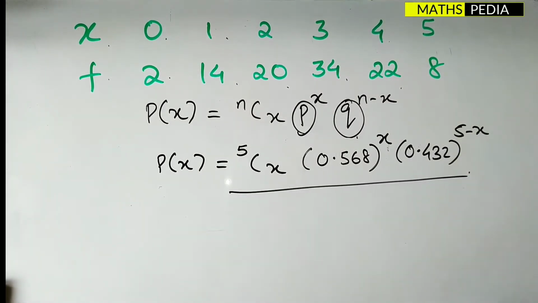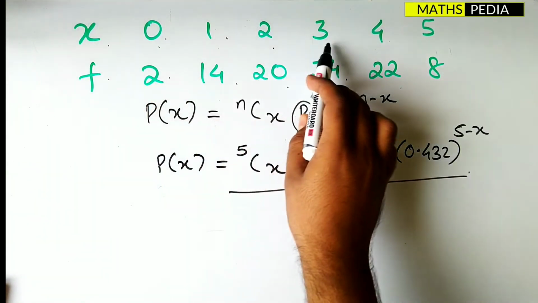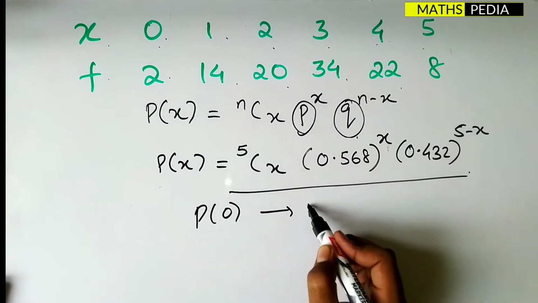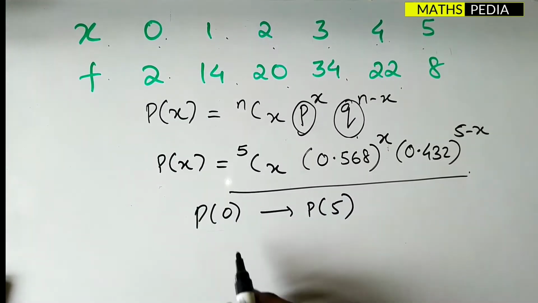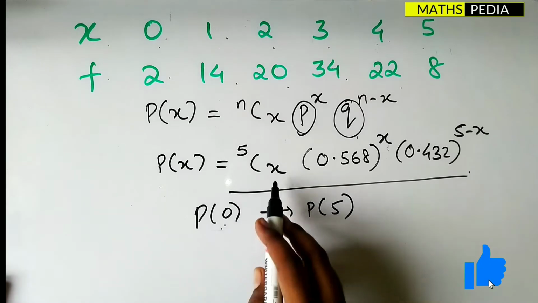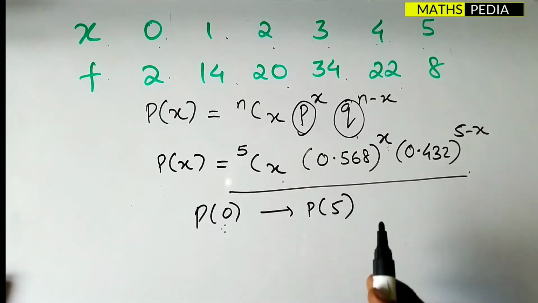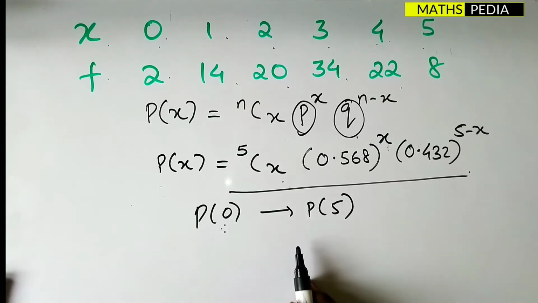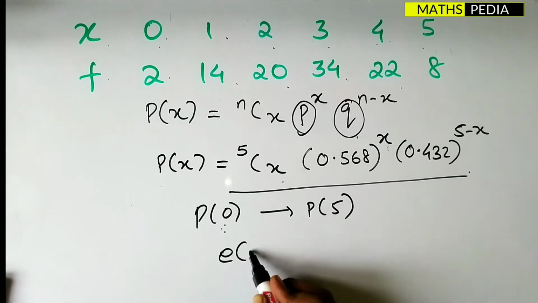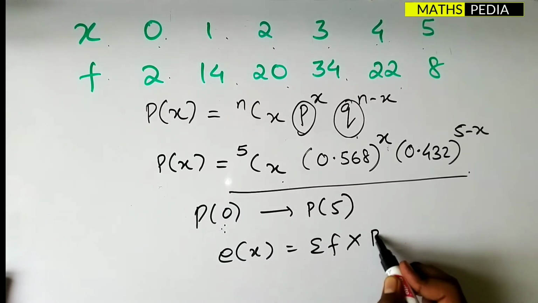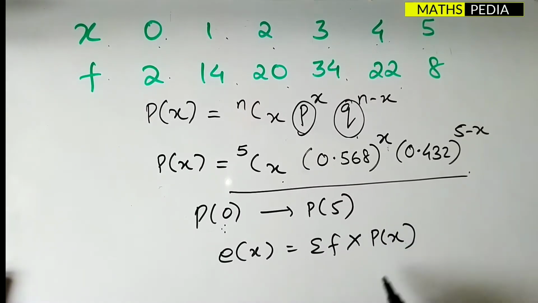Now we need to substitute the x values. The x values will be 0, 1, 2, 3, 4, 5. We have to find P of 0 to P of 5. P of 0 means the x value will be 0. So you have to find the values of P of 0 to P of 5. Then, for finding the expected frequency, we have one formula: E of x is equal to summation of f into P of x. That is why we are finding P of x first.